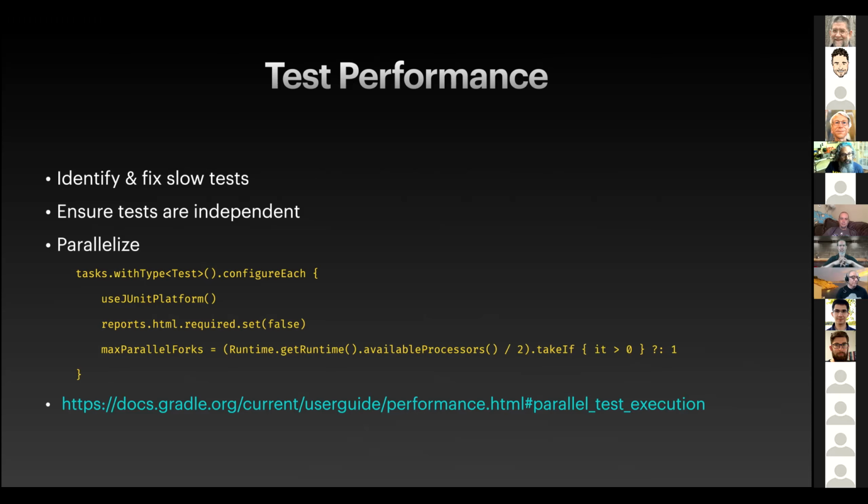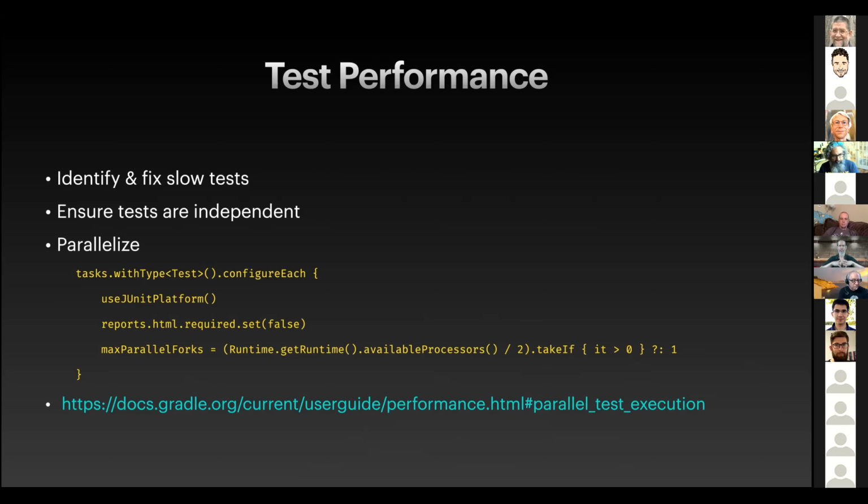But assuming you do, the thing in here that gives you the parallelization for the test run is that maxParallelForks line. This is a little snippet right out of the Gradle docs. It's just the Kotlin syntax for using half the number of processors that you have, or at least one processor, or one fork. And so, yeah, that's what that does.